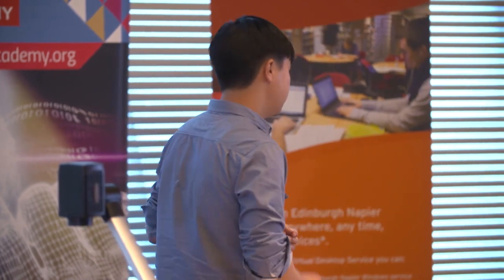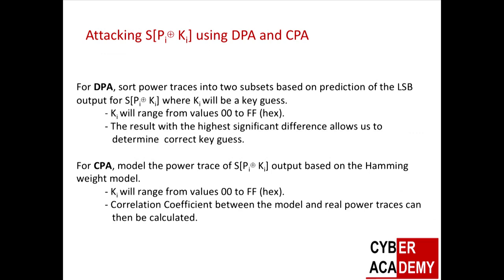For correlation power analysis, similar to DPA, we need to gather a large number of power traces as the add-round key and sub-bytes function of AES-128 is running. However, instead of trying to predict the least significant bit output of the sub-bytes step, what we want to do here is try and model the output of the sub-bytes step.